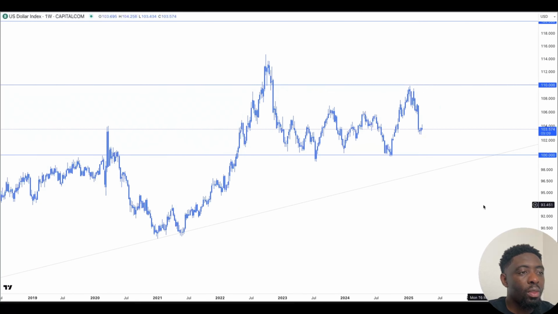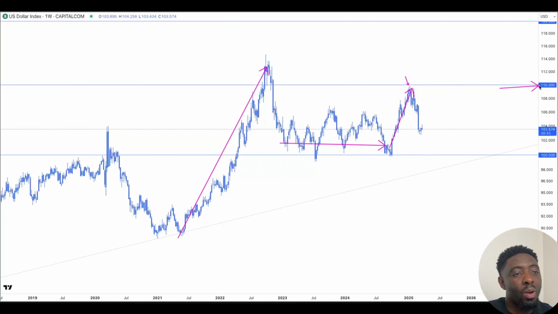So now let's use two common principles. The first one is the psychological levels, and the next one is a trend line. I can use the psychological levels and the trend line to anticipate what price is most likely going to do. So in a situation like this on the DXY, here's the weekly time frame. We had an impulsive move, a consolidation, and price moving all the way to the psychological level of 110.